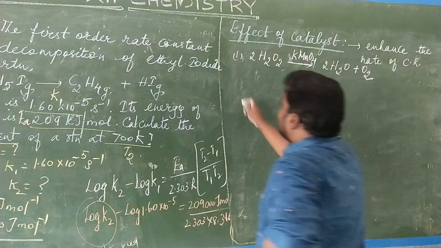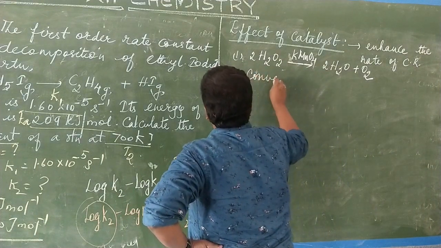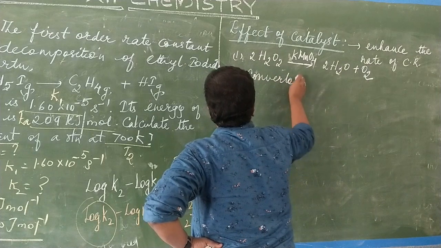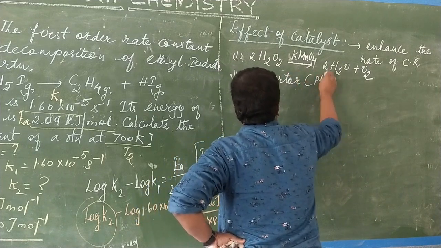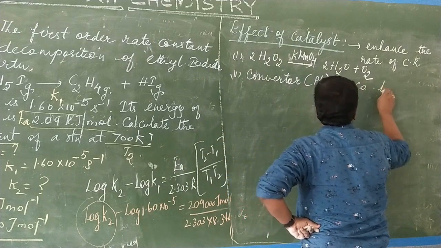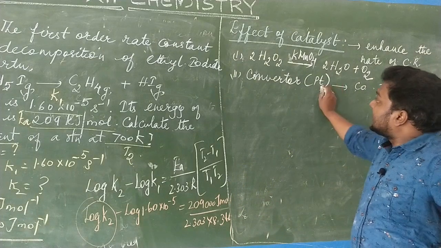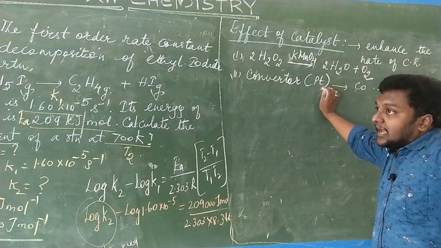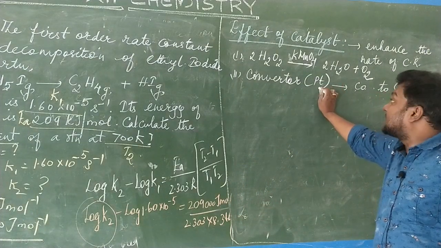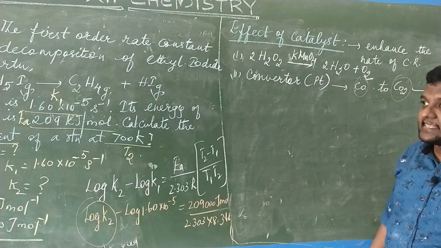Then similarly in a car, the catalytic converter will be there. This converter will be made up of platinum, which helps to convert carbon monoxide to carbon dioxide. This is also another example. Platinum wires will be acting as what? A catalyst which helps in converting what? Carbon monoxide to carbon dioxide. This is the second example.